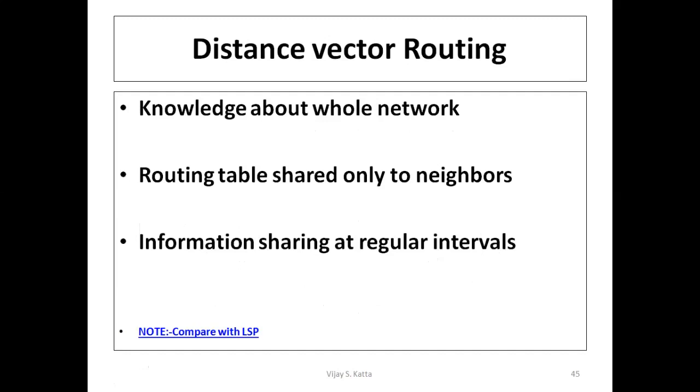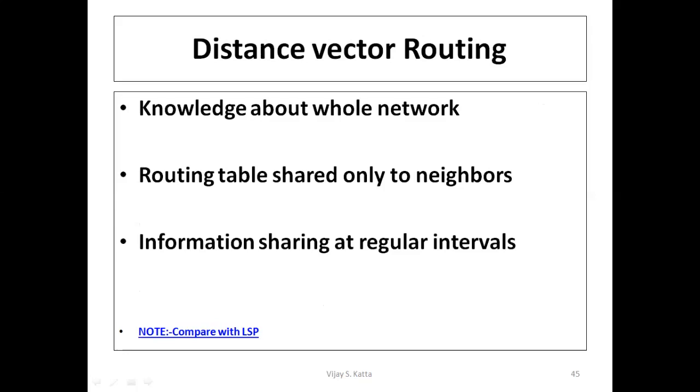Now start with the distance vector routing algorithm. First and most important thing, in the distance vector routing algorithm, each router has knowledge about the whole network. Second, the routing table is shared only with its neighbors. So whenever each router shares its routing table with the neighbor routers, they interchange their network information. And third, this sharing is performed at regular intervals. Again, in the distance vector routing algorithm, these are the three important points: knowledge about the whole network.